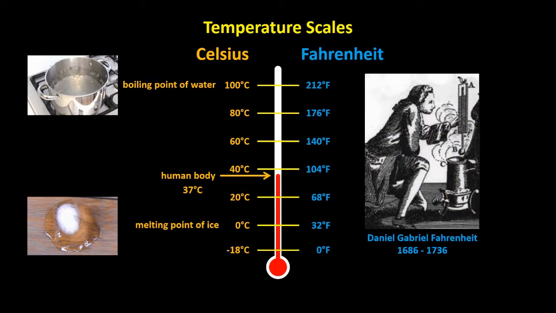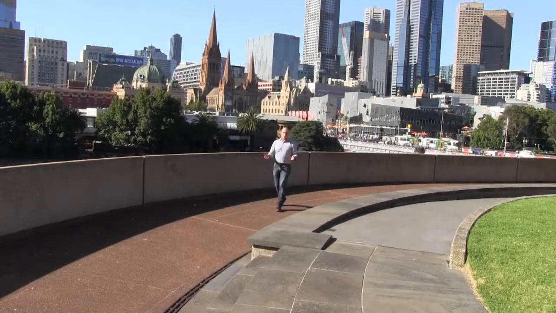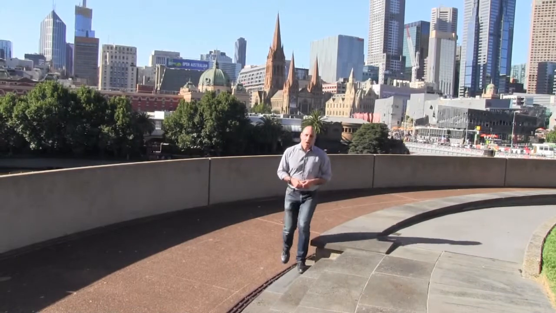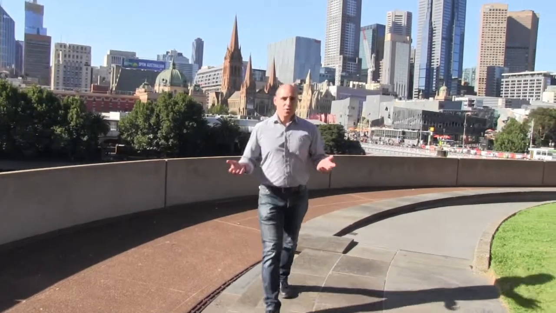The Fahrenheit scale calls the melting point of ice 32 degrees Fahrenheit and the boiling point of water 212 degrees Fahrenheit. There are 180 equal divisions in between. Human body temperature, therefore, is about 99 degrees Fahrenheit. Neither of these two temperature scales is really better than the other. It's just what you get used to. I live in Australia, so I prefer the Celsius scale because that's the one I'm used to.